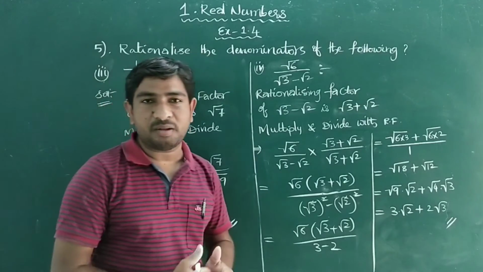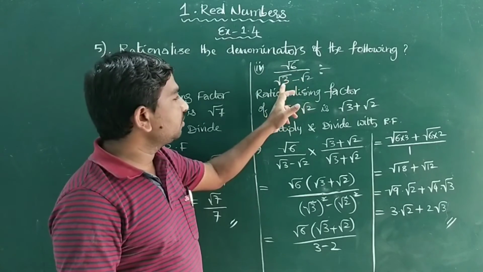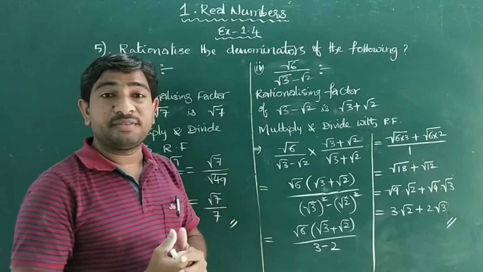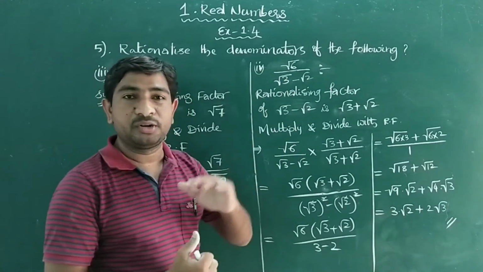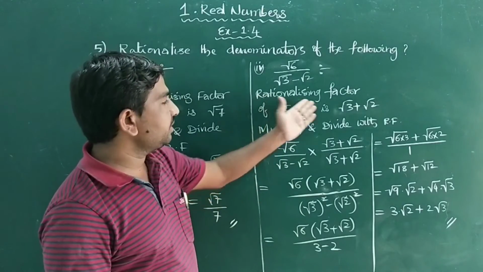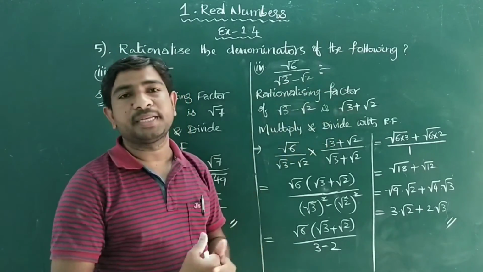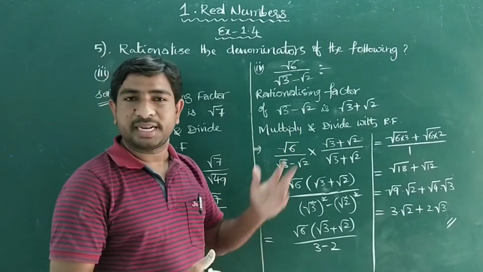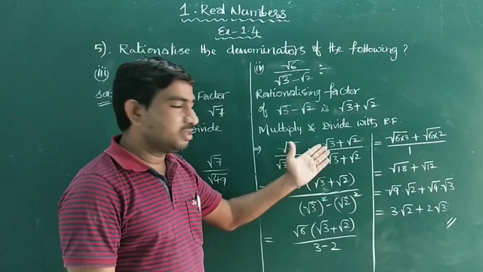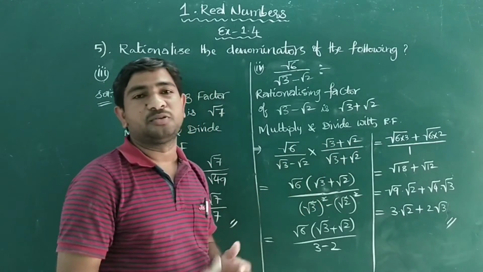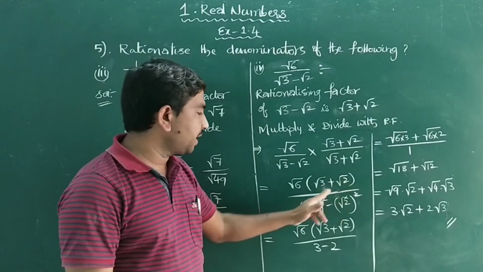Next, the last problem of this question. The fourth one is root 6 by root 3 minus root 2. Here we have to rationalize only the denominator; there is no need to do it for the numerator. The rationalizing factor of root 3 minus root 2 is root 3 plus root 2. Multiply and divide with the rationalizing factor. So we get root 6 by root 3 minus root 2 into root 3 plus root 2 by root 3 plus root 2.